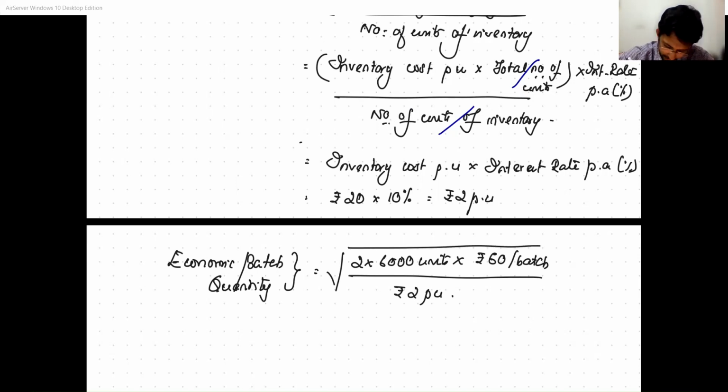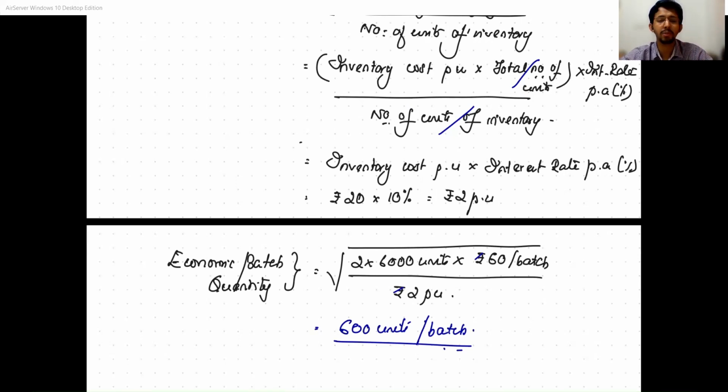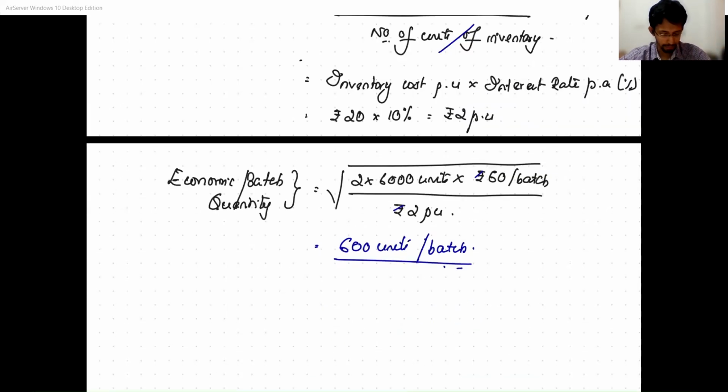Okay, that means you can cancel this rupees and this rupee. So what is left is 2 into 6,000 into 60 divided by 2, and the square root of which will come to 600 units per batch. So for each batch, you need to have a batch quantity of 600 units. In every batch, the batch size should be 600 units, so that the total of your batch setup cost and inventory carrying cost will be the minimum. Okay, so that is question number 8.7.